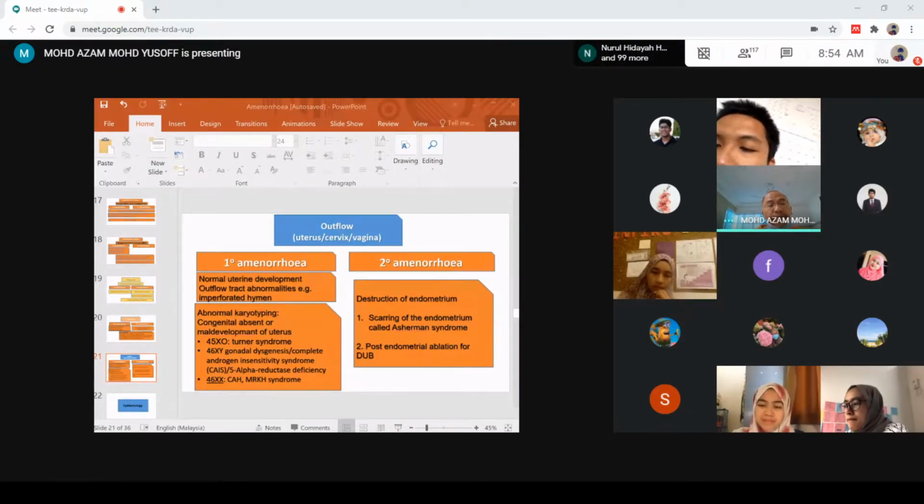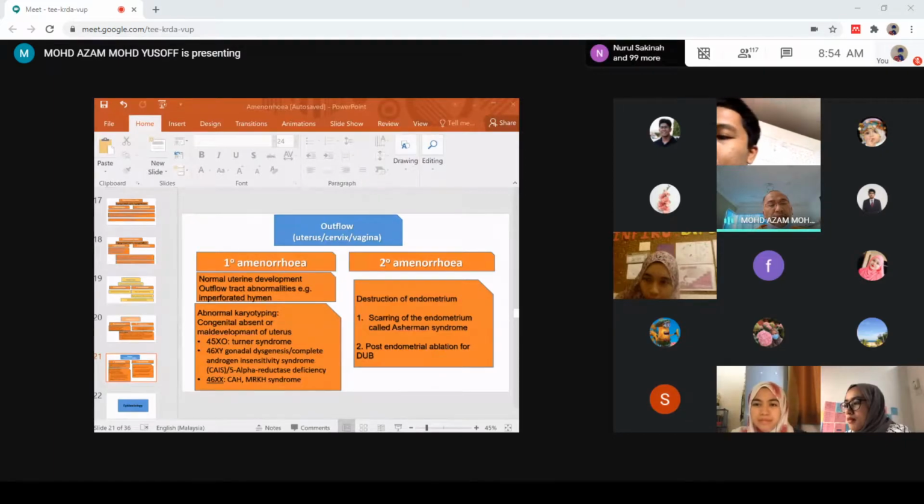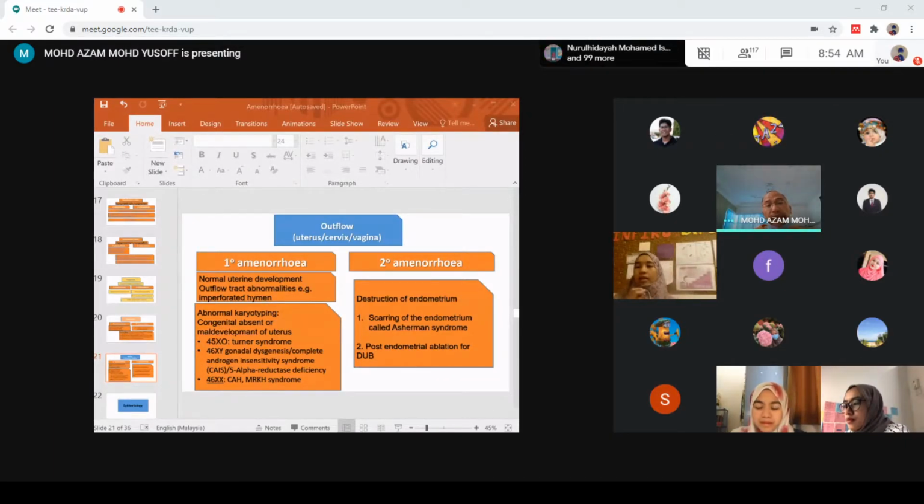Okay, thank you, Prof. So clear, everybody clear. So Prof, there are two things. Prof, I have a question. May I ask? Under the ovarian causes of amenorrhea, under ovarian failure, hyperthyroidism is also considered one of the causes, under the metabolic or autoimmune disorders.